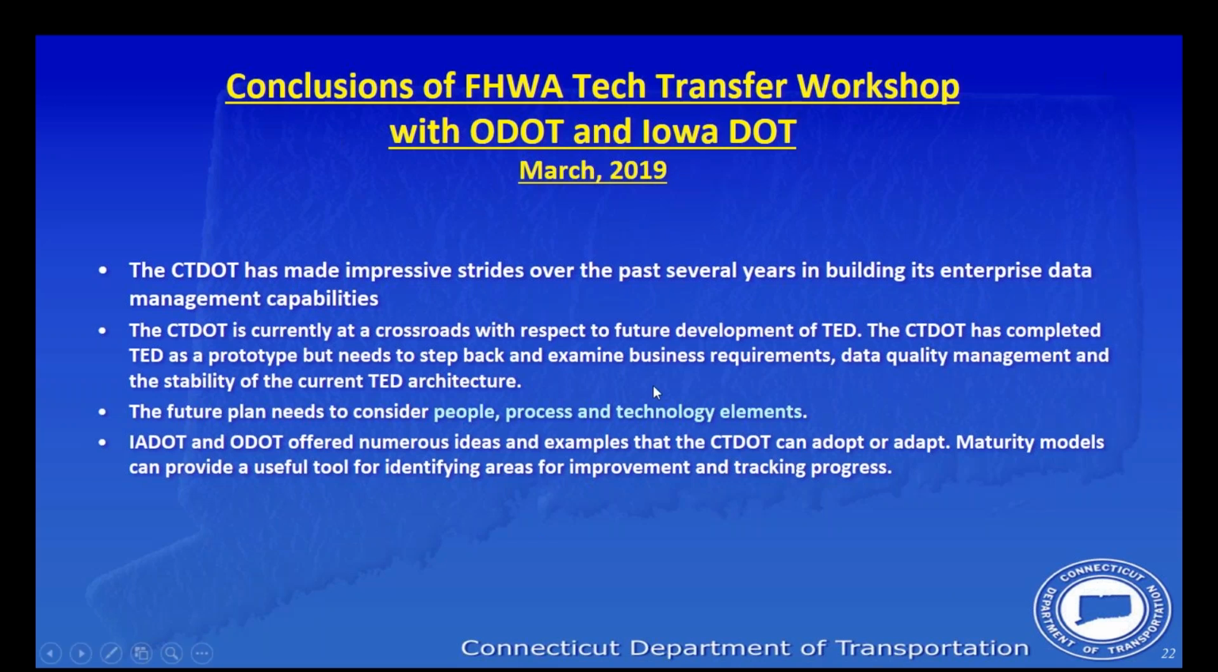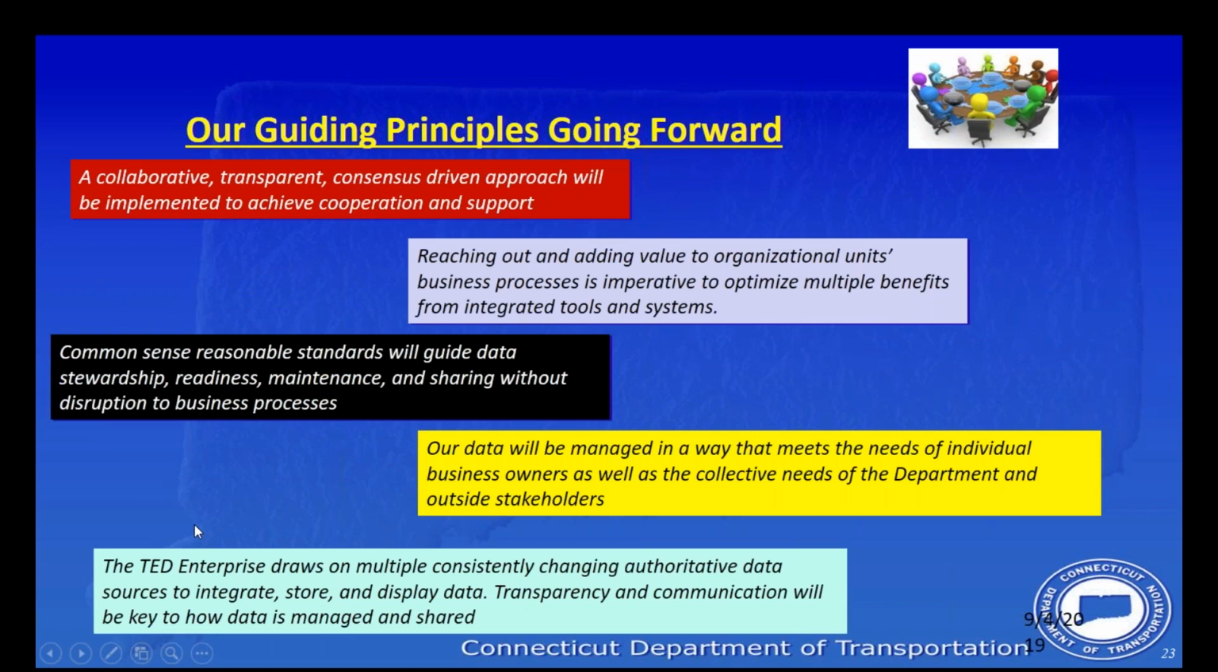We needed to step back and examine the business requirements, which we were in the process of doing, set up a robust data quality management process, and basically increase the stability of the TED architecture. And above all, we needed to take into account people, process, and technology elements in coming up with our future solutions. So we also developed some guiding principles that we presented at the peer exchange with Ohio and Iowa.